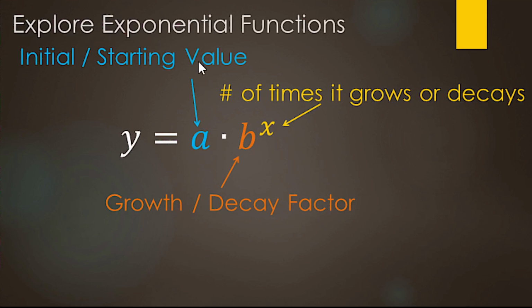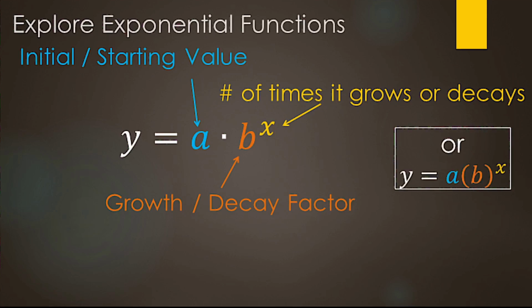It's y equals a b to the x. The a is kind of your starting or initial value. And then your growth or decay factor, that's going to be the b. That's similar to slope, except this is exponential, so it behaves differently. And this x here is the number of times that the function grows or decays. We'll get into what that means a little bit later in the video.